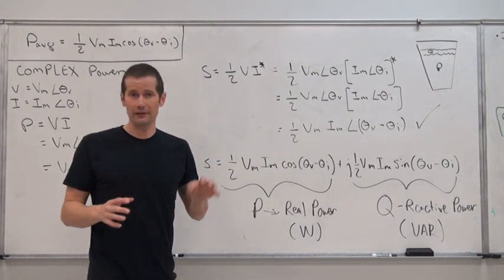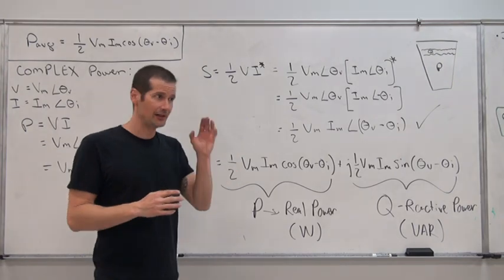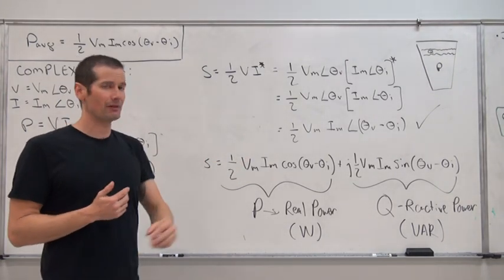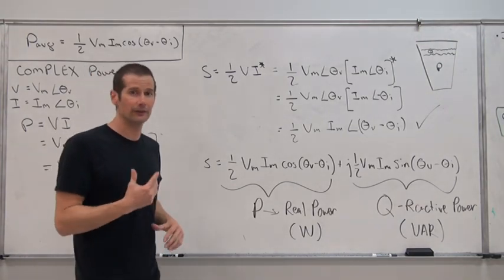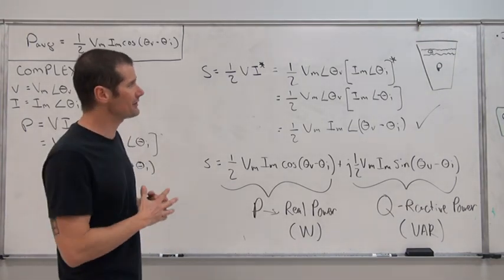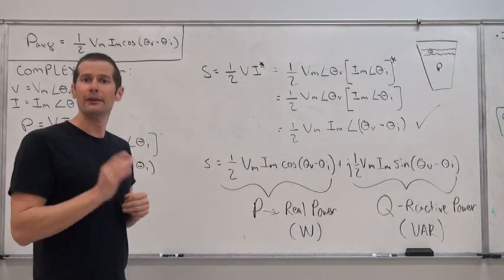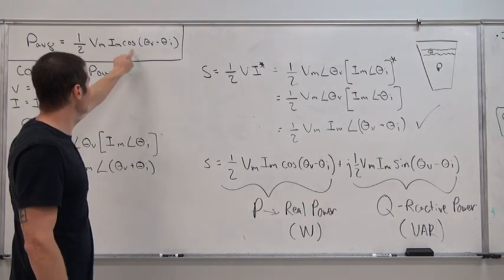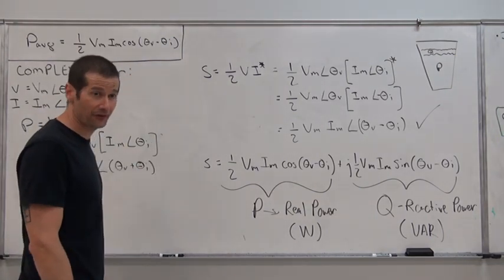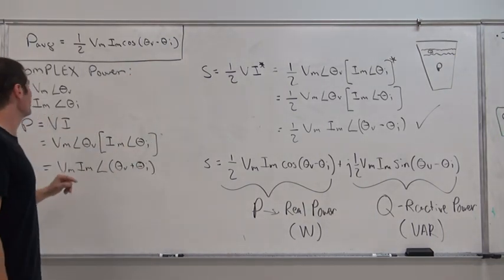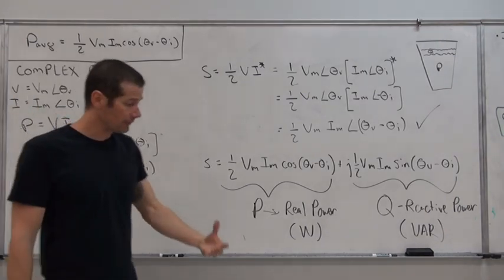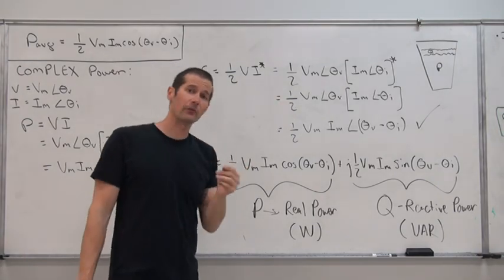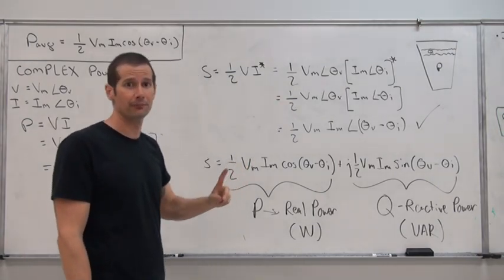Remember, everything that we do is 100% just a simplified variation of calculations that we would do otherwise in a more complex manner. So let's see if we can develop a tool that would allow us to appropriately map back to 1/2 VmIm cosine(θv − θi). So what we're going to start talking about, since we've been working with complex numbers, is that instead of instantaneous power, we can have something called complex power.